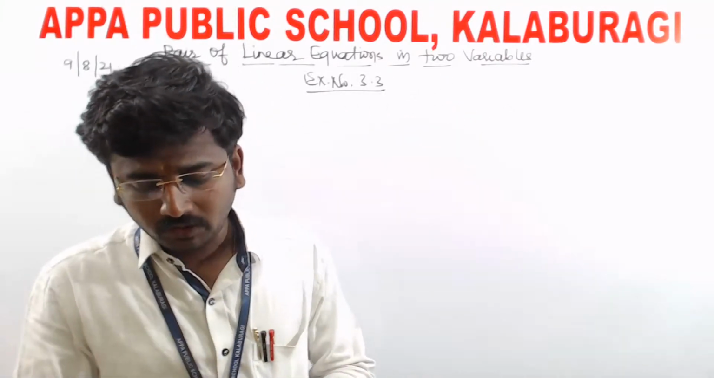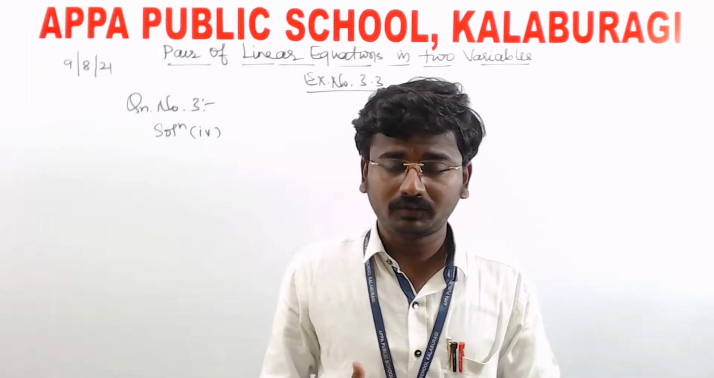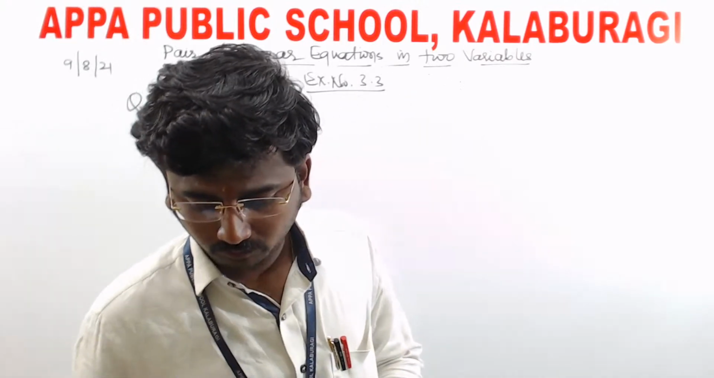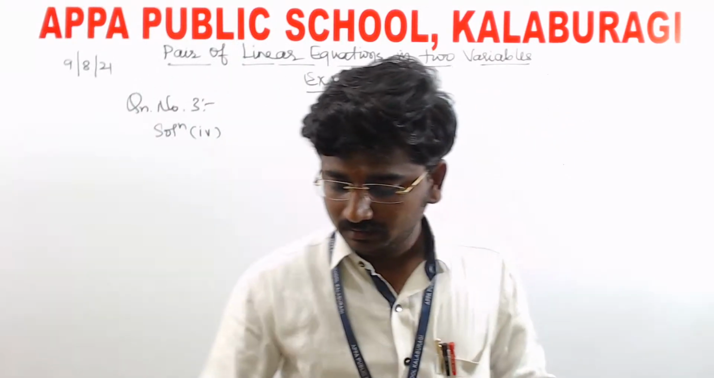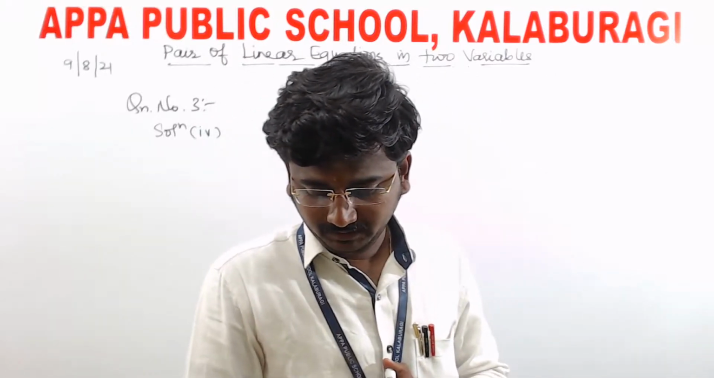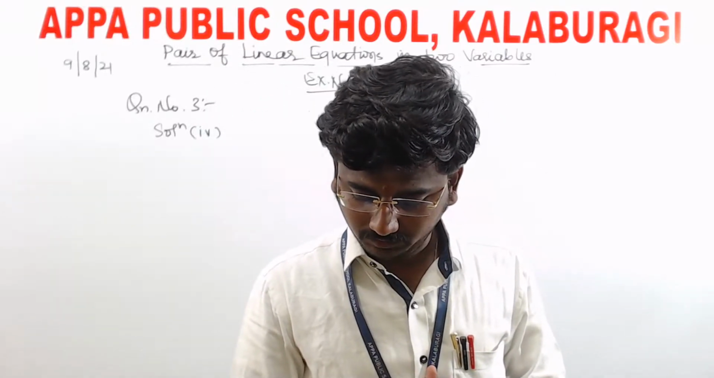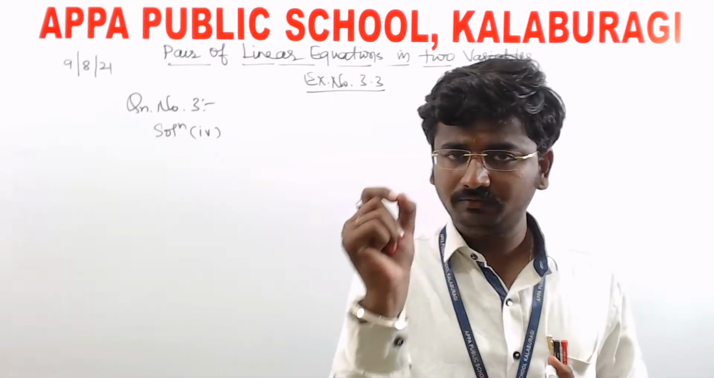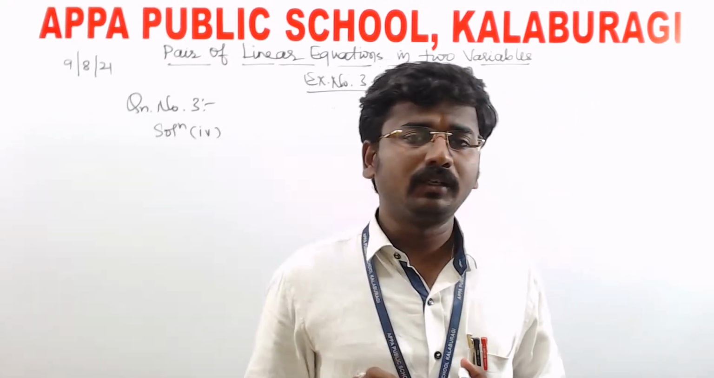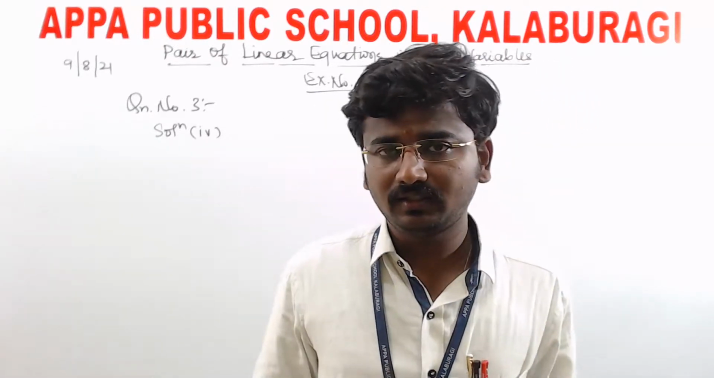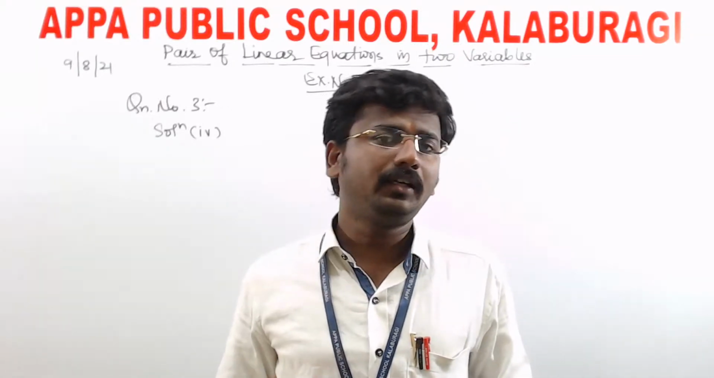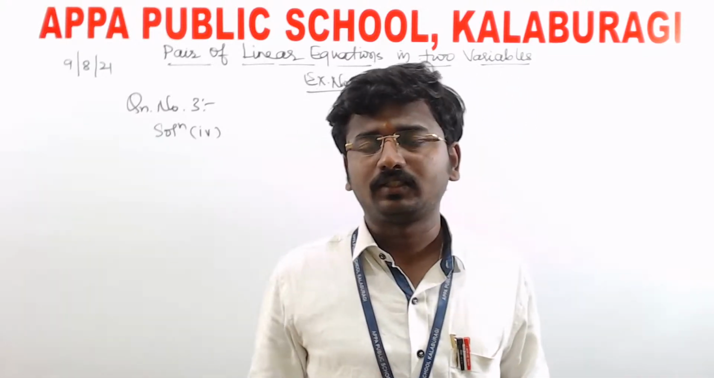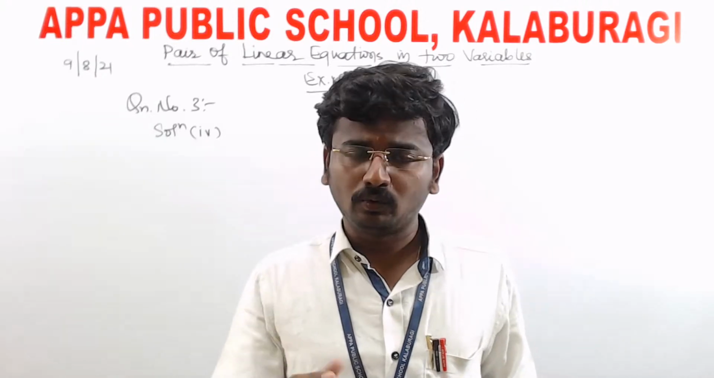Now I hope everyone is ready with your textbooks and rough notebook or practice papers. So the problem number 4, where the question is: the taxi charges in a city consist of a fixed charge together with the charge for the distance covered. Means there is one fixed charge for certain kilometers, and after that whatever extra distance is covered, an extra charge will be added. For example, think that from our central bus stand to APS school there is a fixed charge, like 20 rupees or whatever.